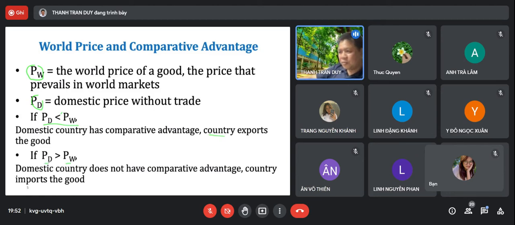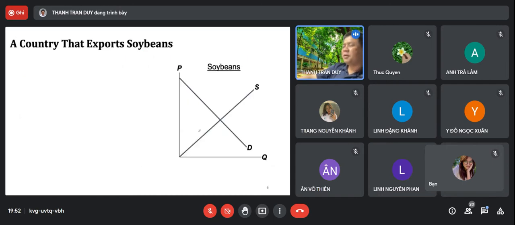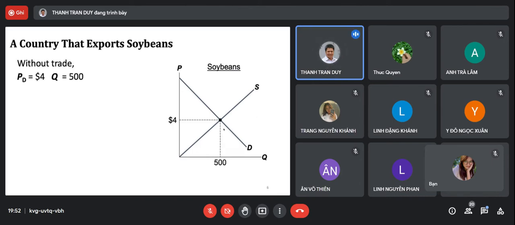If the world price is lower than local price, we should import. Look at this case. Suppose we have a soybean market. In this soybean market, the equilibrium price is $4 and the equilibrium quantity is 500 units. Now this is a local market and we have our local price and local quantity.